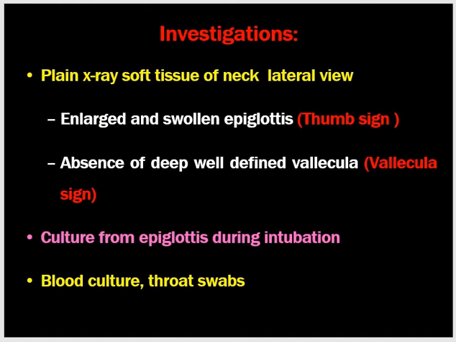Most of the times the investigations are not required, but a plain X-ray soft tissue neck lateral view can be performed when the child is stable. In that condition, you can see an enlarged and swollen epiglottis, which is also called the thumb sign, and there will be absence of a deep, well-defined vallecula, also called the vallecular sign. So thumb sign and vallecular sign are the signs of acute epiglottitis.